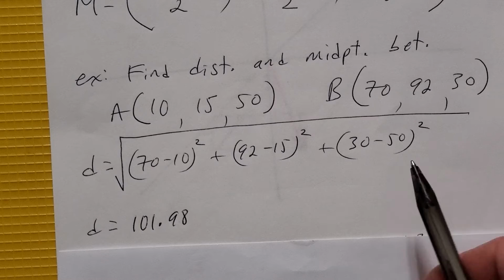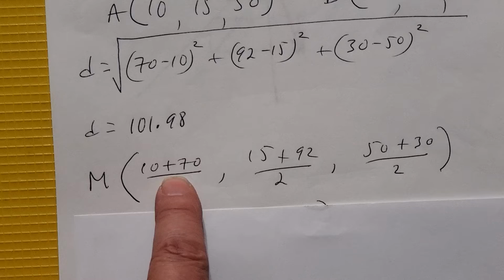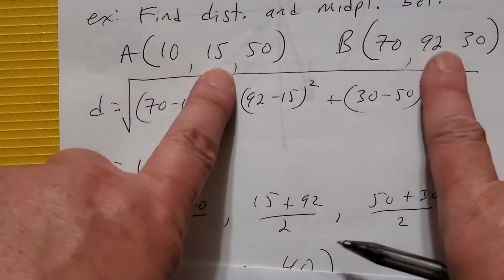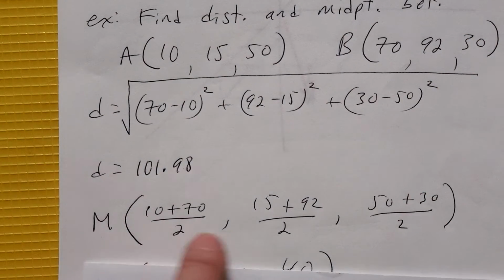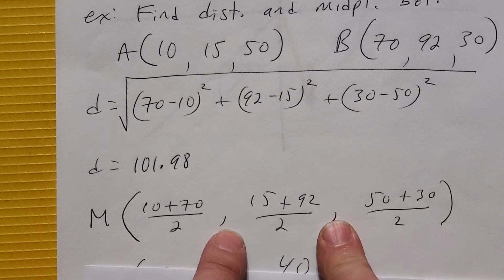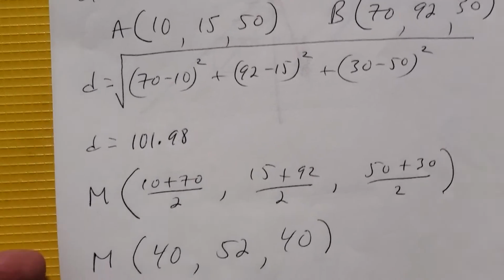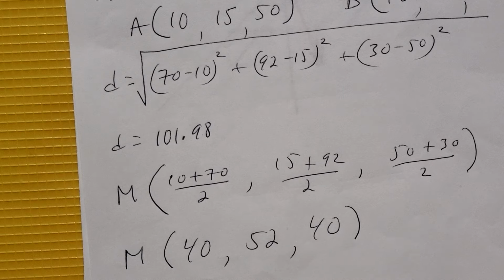You're just adding on z. For the midpoint, add the x's, add the y's, add the z's, just like the formula says up here. And then divide by 2, and then comma, because it's a point, midpoint is a point. We don't add them. So the midpoint between A and B is this point, which we'll call M for midpoint. It's 40, 52, 40. You can do the math. It comes out to 40, 52, 40. Okay?